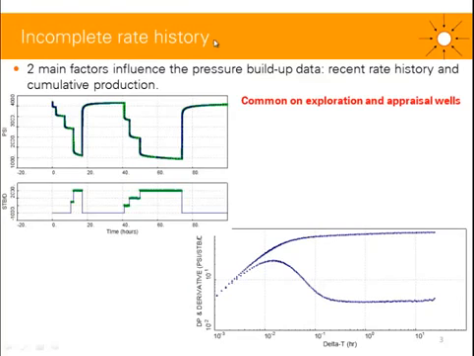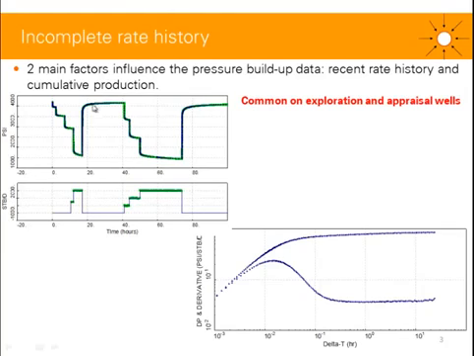What happens when we use an incomplete rate history? There are two main factors that influence the PBU data: the recent rate history and cumulative production. And this is quite a common problem on exploration and appraisal wells, and on some occasions pre-drill wells also.